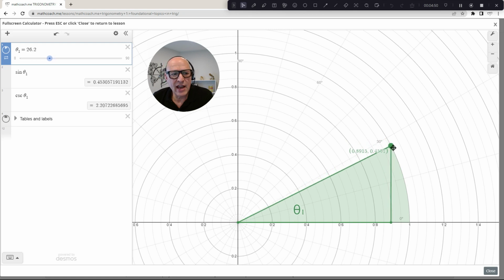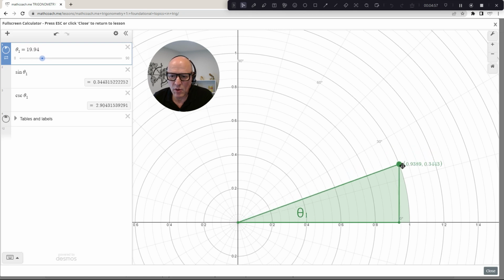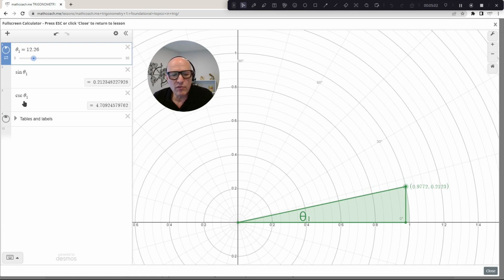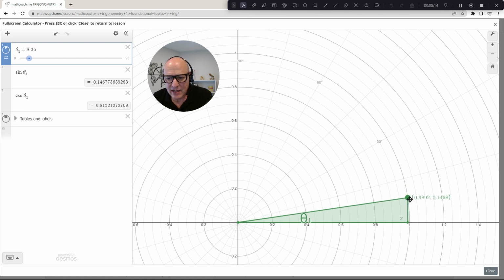As we decrease our angle and our sine ratio approaches 0, because the opposite side is getting smaller and smaller and approaching 0, we can see that the reciprocal of that, our cosecant ratio, is getting larger and larger. The cosecant ratio is hypotenuse over the opposite. And as the opposite gets smaller and smaller, it's 1 divided by something smaller, like 0.124 and smaller, and we see that our cosecant ratio starts to take off, right?